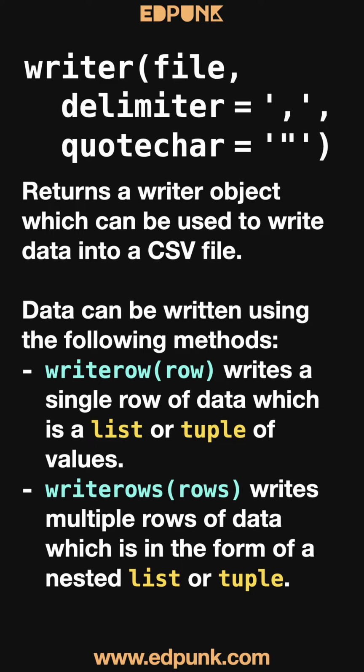The writerow method writes just a single record, which is in the form of an iterable like a list or a tuple of values. Unlike the reader method, which returns a list of strings, the items of the row which has to be written may or may not be of the type string. All non-string data is automatically converted to string before it is written.